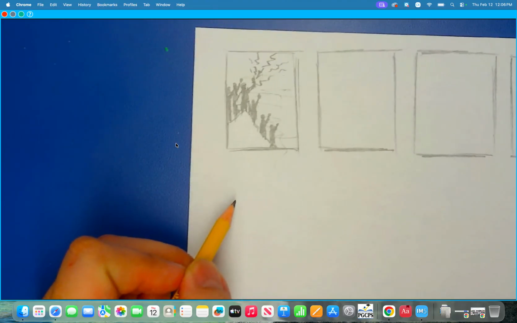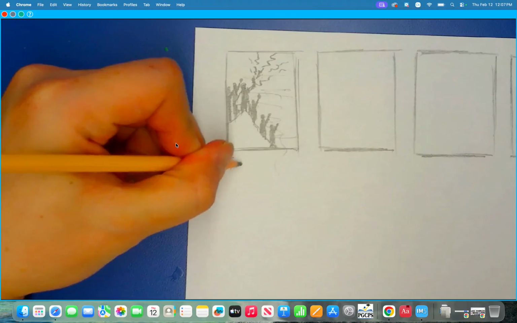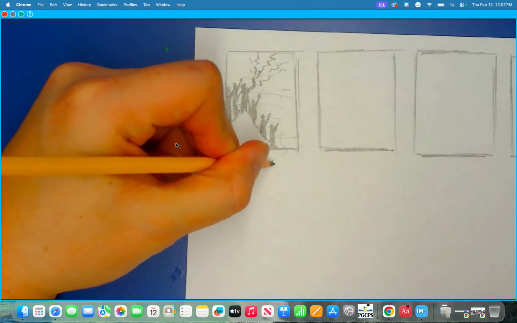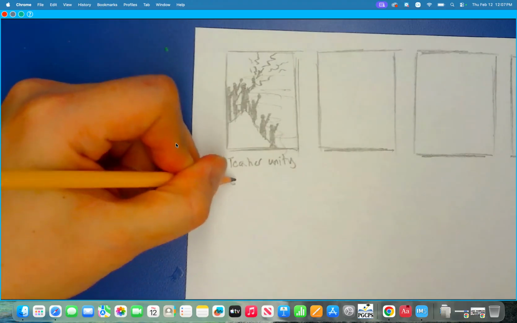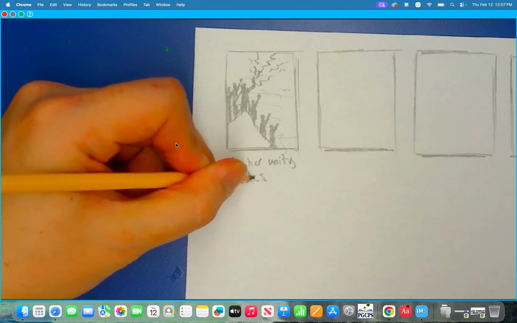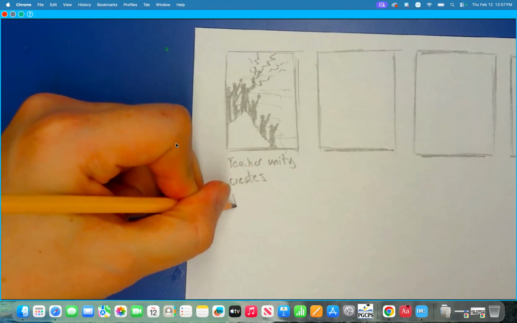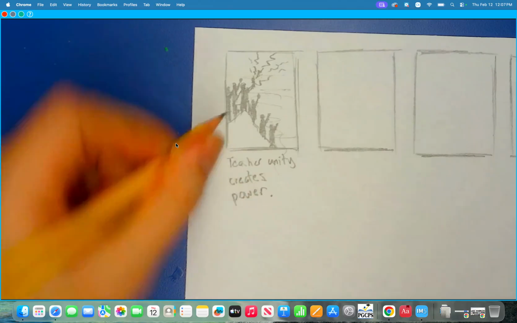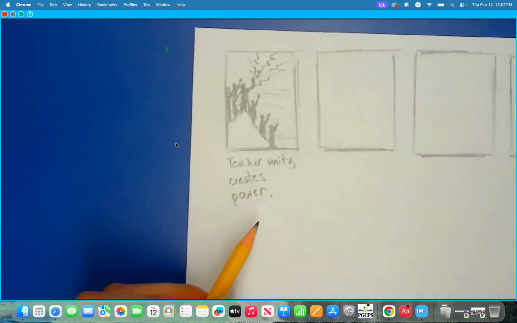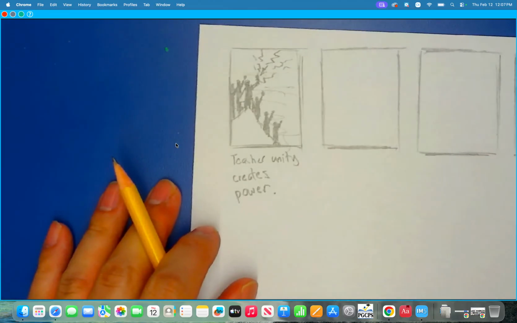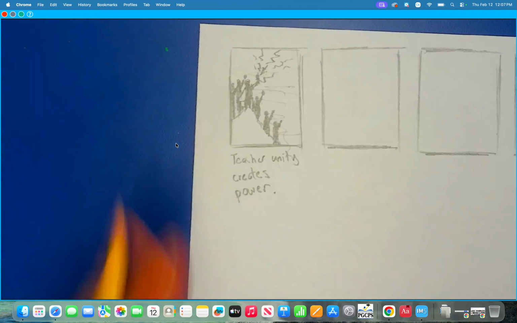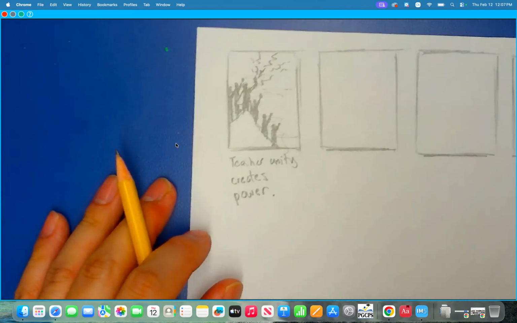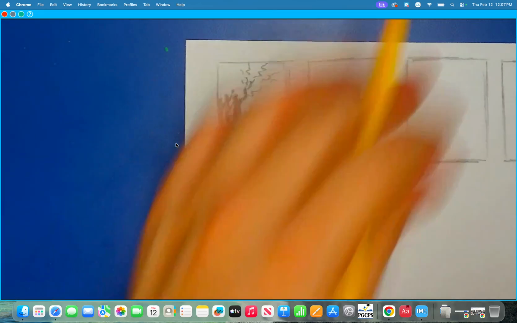So maybe I could say teacher unity creates power, or something like that. So that could be something I could use. I can always change it up later. Maybe say teacher unity creates superheroes or something. I don't know. So that could be one of my ideas.